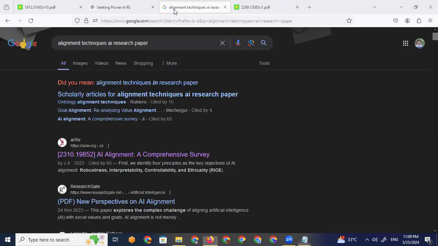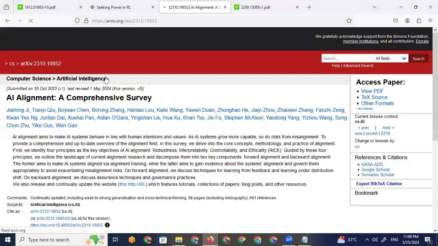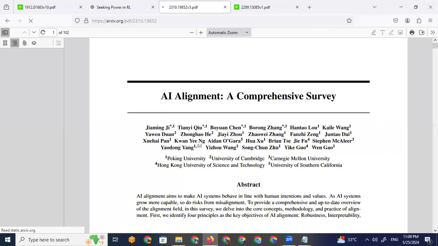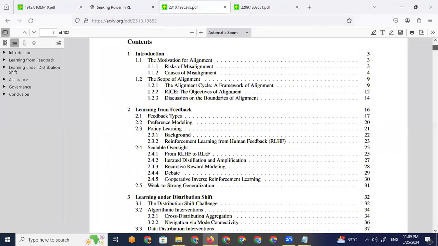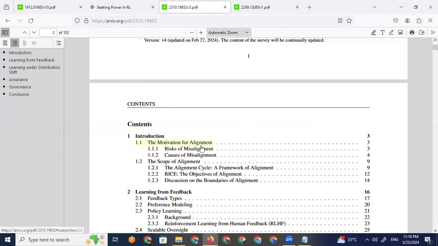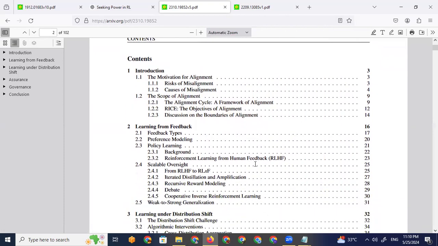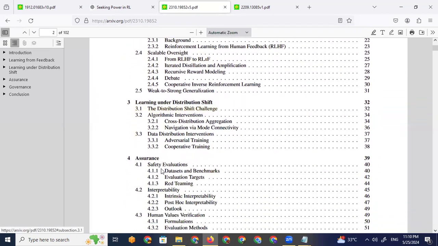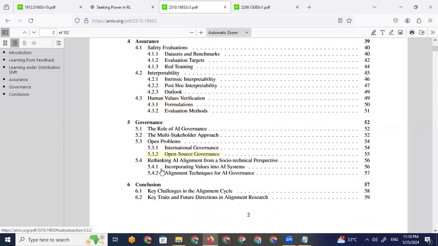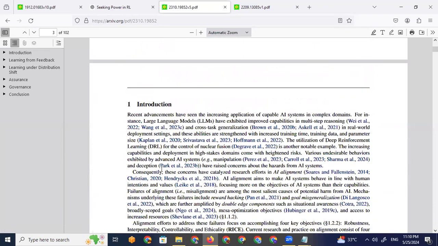Or you know what, let's go through this. Let's look at the structure of this paper. Now we're not going to cover it completely. So what do we have? I have motivation for alignment, risk, causes of misalignment, scope of alignment, objectives of alignment. We have learning from feedback. We have RLHF. We have policy learning, scalable oversight. It may not be a lot to consider.